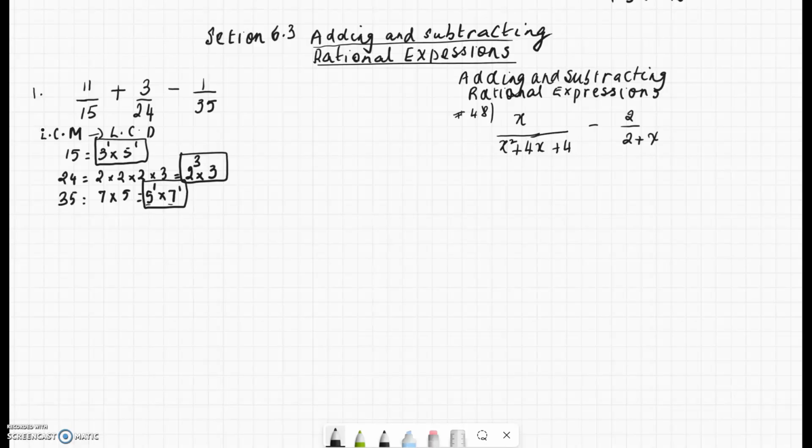So now if you have a 2, the largest 2 that you see is a 2 cubed. The largest 3, you have a 3 to the 1 and 3 to the 1. So the largest exponent will give you the largest 3. And then we have the largest 5, 5 to the 1 and 7 to the 1. So you multiply all these and that will be your LCM.